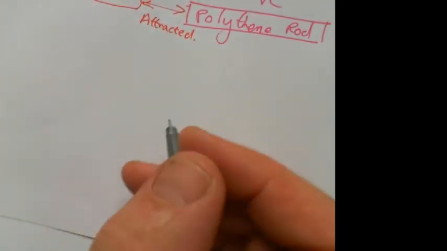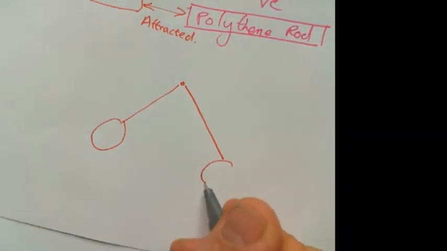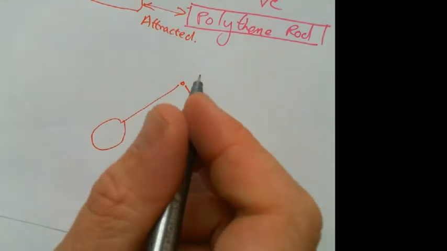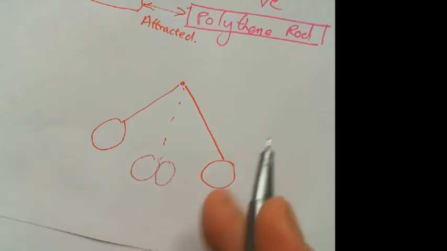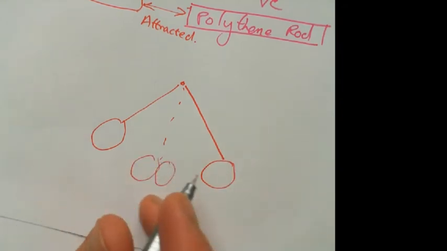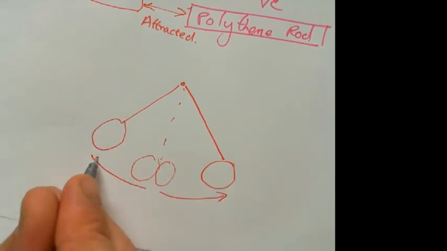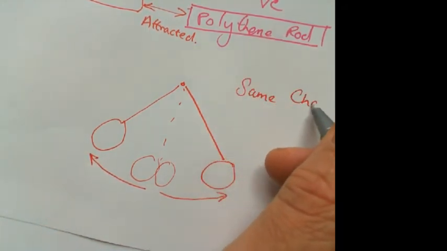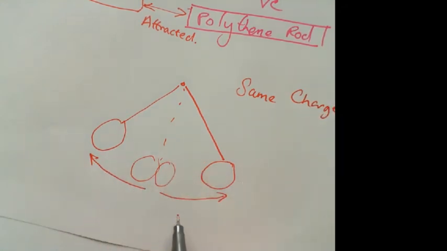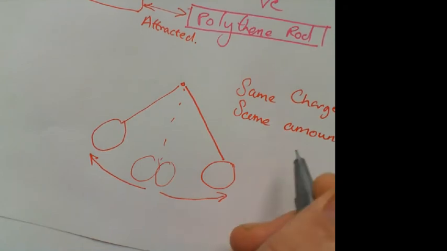But let's say this time I do it slightly differently, and let's say that I charge 2 balls and I hang them, and they should be here like that, but they're not. They get pushed away from each other. What does the fact that they've been pushed away tell you? Well, it tells you that they must have the same charge. And it also tells you that it's the same amount, because if you look, they've been pushed away equally.